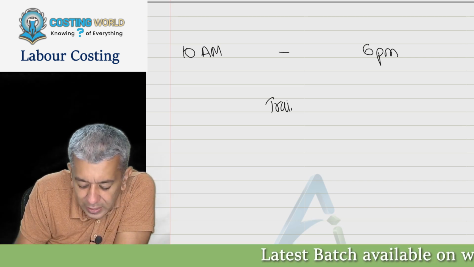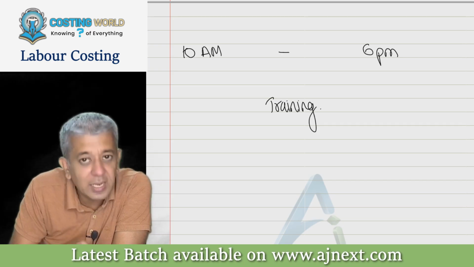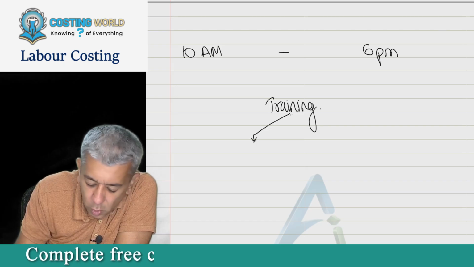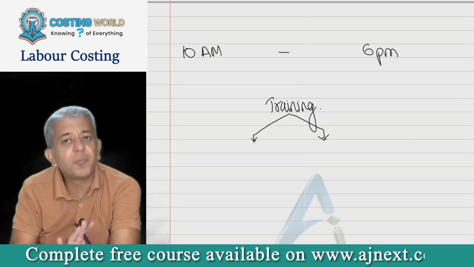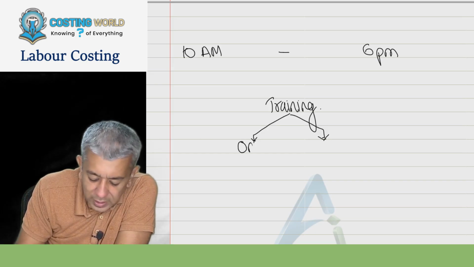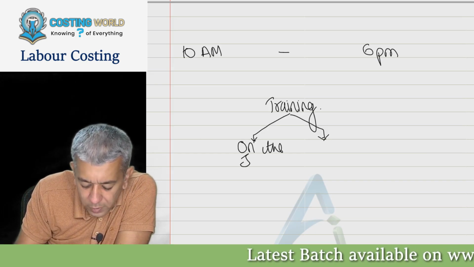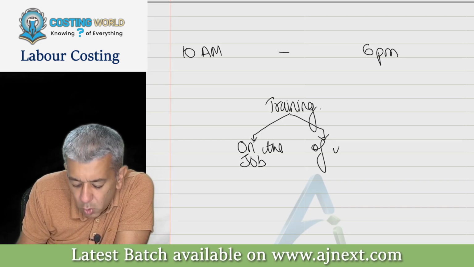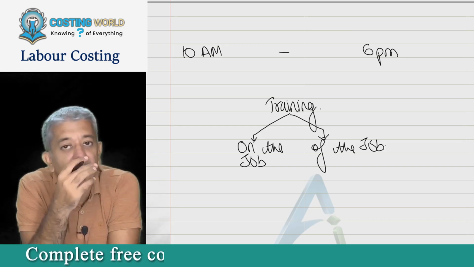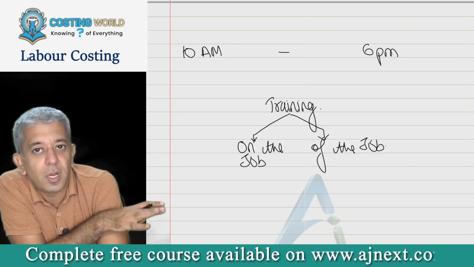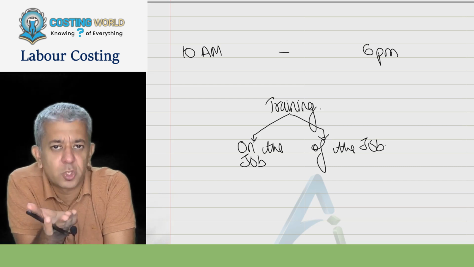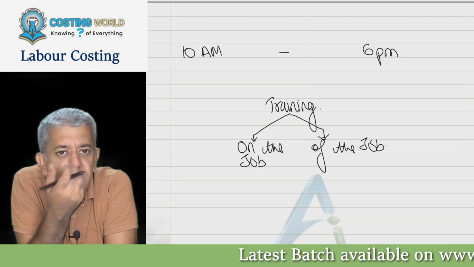In reality, training that happens is always of two types. Not there in your module, but you should be knowing that. Training is either on the job training or off the job training. For example, when you start your articleship, it is on the job training. On the job training means you will be working and doing the production also. You will be filing returns, you will be doing audits. That is on the job training.